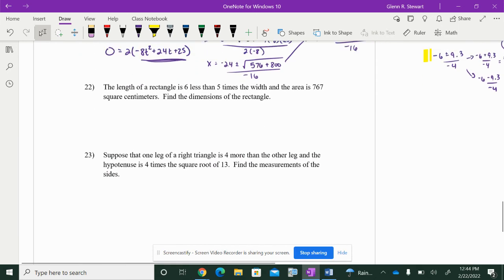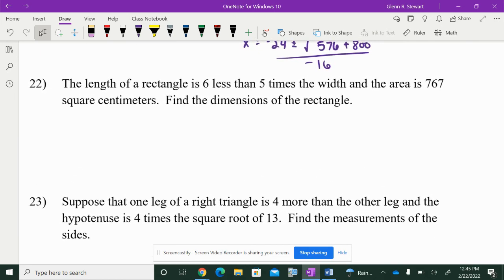22. The length of the rectangle is 6 less than 5 times its width. The area is 767 square centimeters. Find the dimensions of the rectangle. Let's draw this thing. One side is going to be x. The other one is 6 less than 5 times whatever that width is. So 5x minus 6, 767.